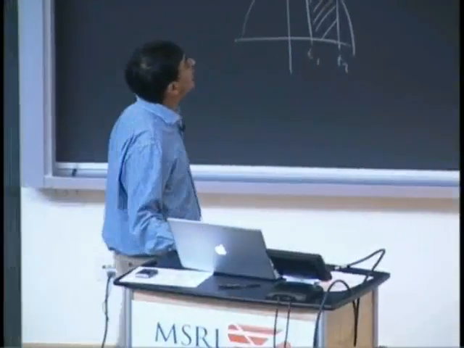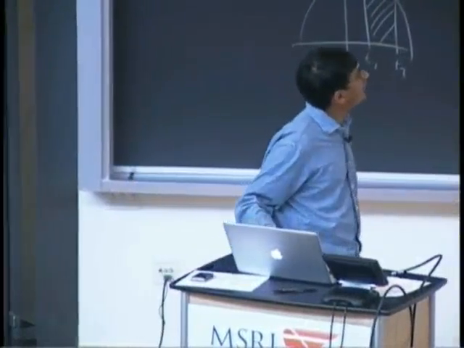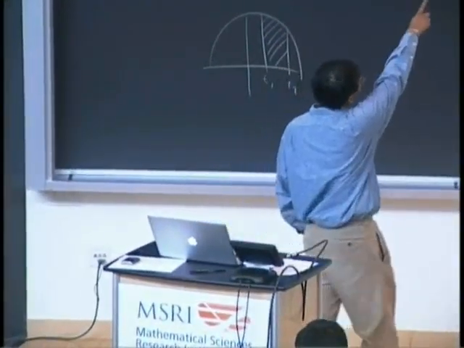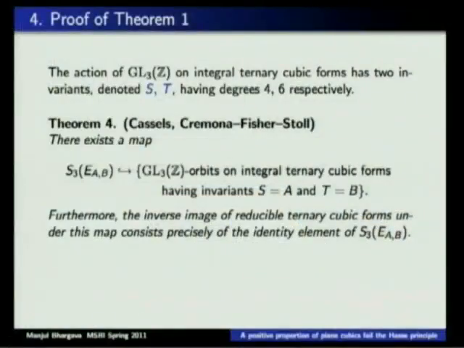But the point here is that the 3-Selmer group elements have been identified with integral ternary cubic forms. And since a positive proportion of the Selmer elements fail the Hasse principle, as we just saw, it seems to mean that it produces lots of ternary cubic forms that fail the Hasse principle. So it seems that theorem 1 is almost proved.